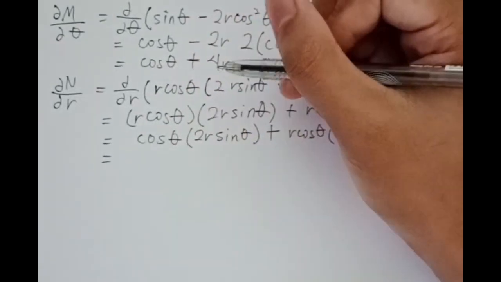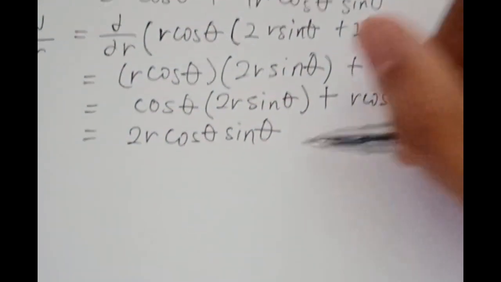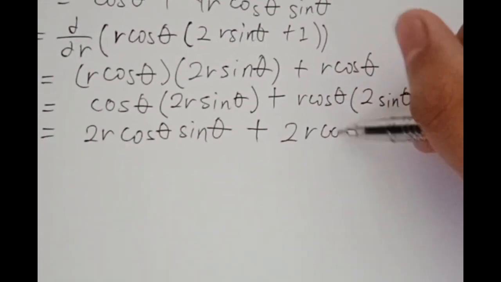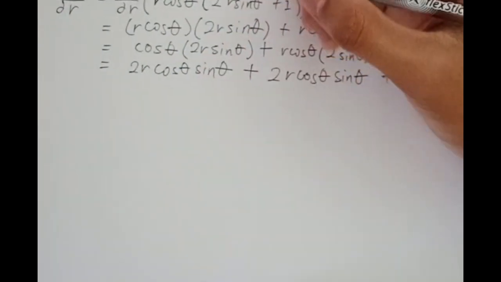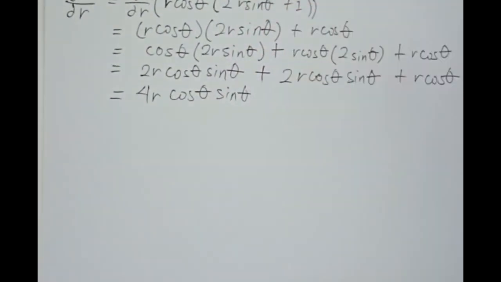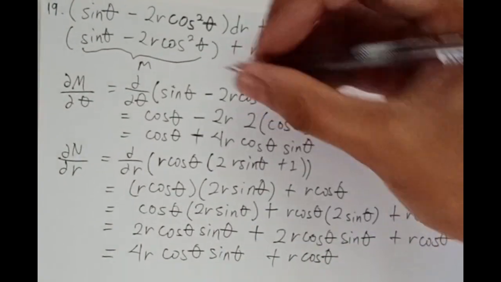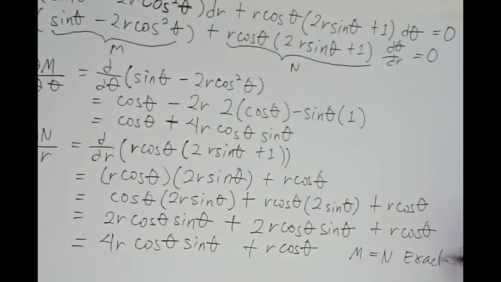So simplifying this equation, multiplying 2r sine theta to cosine theta, that will be 2r cosine theta sine theta. And simplifying this equation, that will be 2r cosine theta sine theta plus r cosine theta. As you can see here, we can add these two equations because they are equal. So that will be 4r cosine theta sine theta plus r cosine theta. As you can see, we have the same value of the partial differentiation, so we can conclude that M is equal to N. So this is exact DE.